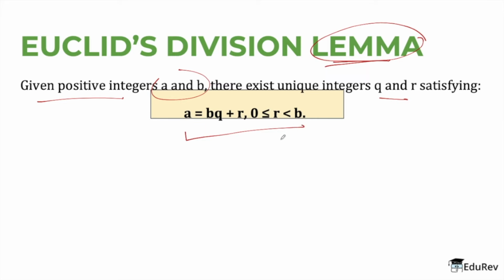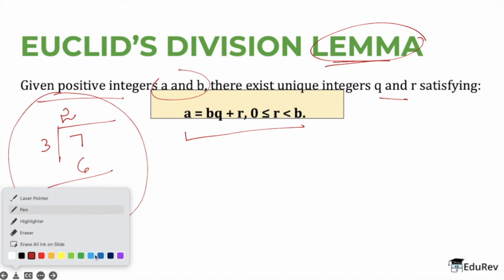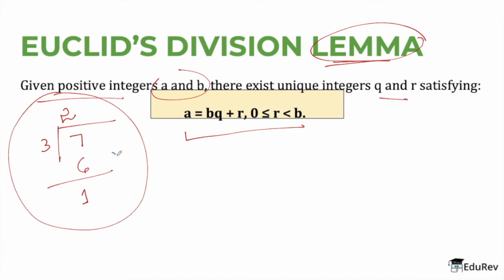Now you people might be thinking that it seems very difficult to understand. But trust me, it's easy. Let's see how. Suppose I have to divide 7 by 3. It's simple: 3 into 2 is 6, and when I do the division, 1 is going to be my remainder. Now we all have done this, right? Can I convert this division into Euclid's lemma? Why not?